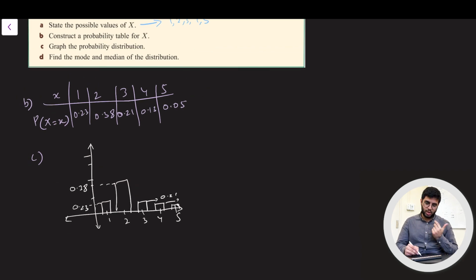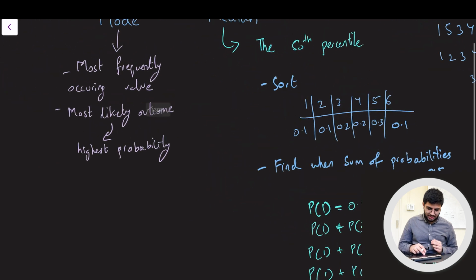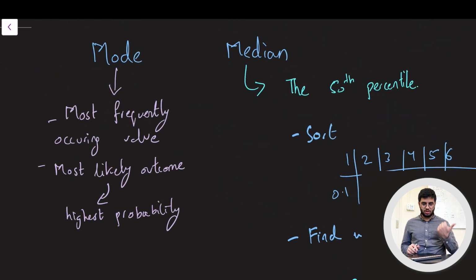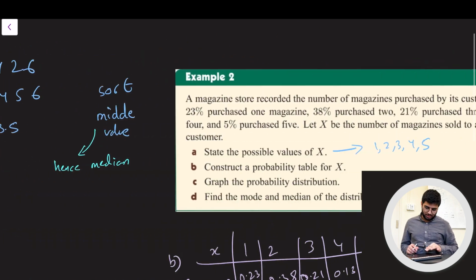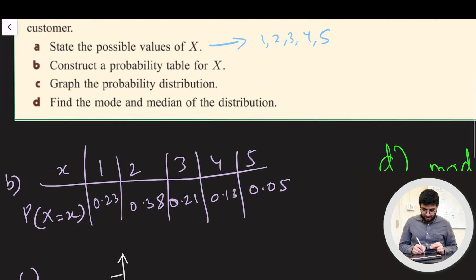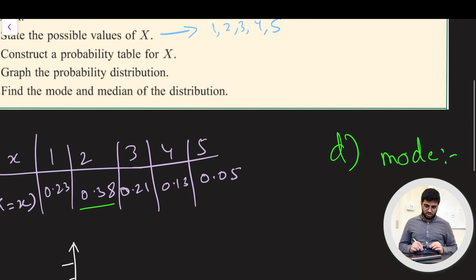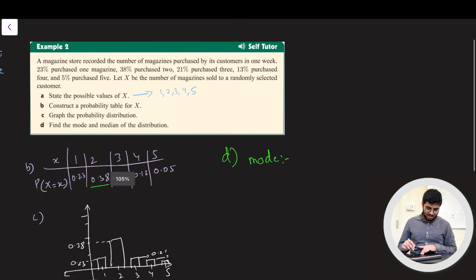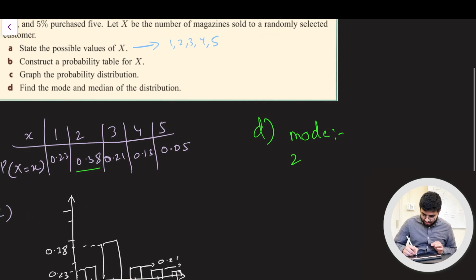Now, here is the thing that we are interested in, which is the mode and the median. The mode, we remember, is either the most frequently occurring value or the most likely outcome. We don't know what the most frequently occurring is, but we know what the most likely is. They do point to the same thing, but as we know the probabilities, we can find out the most likely one, which seems to be 2 magazines. So the mode is 2 magazines. You can say X is equal to 2.